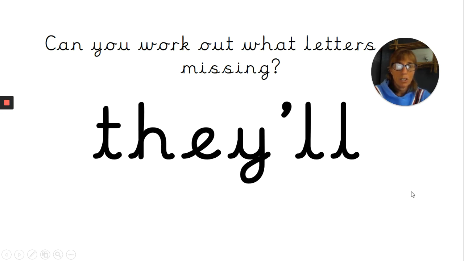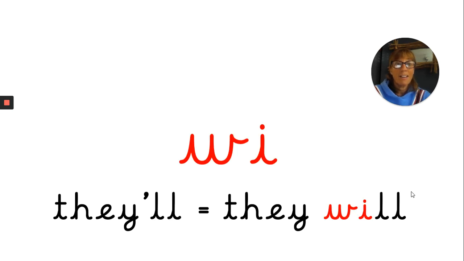They'll have a nice time. You can split it into two words. The two missing letters are W and I again. They will have a nice time. The W and the I are missing. So we can join together they and will into they'll. We have to get rid of the W and the I, and we have to remember to use the apostrophe.